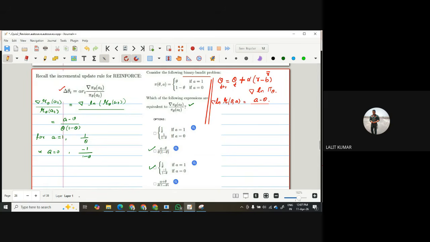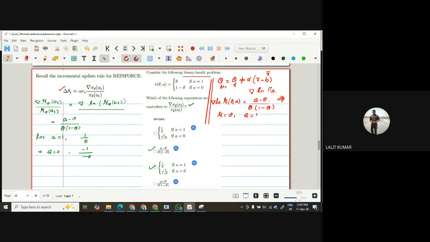This is gradient of ln pi theta, which equals (a minus theta) over theta into (1 minus theta). So let's check this. Please remember this formula. This is very, very important. So see, when pi is equal to theta, when a is equal to 1.